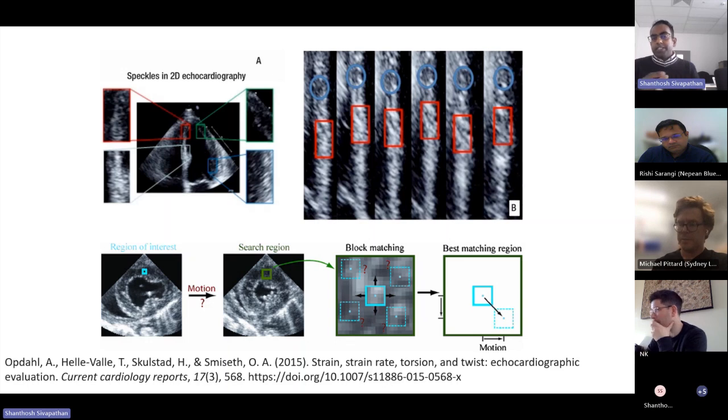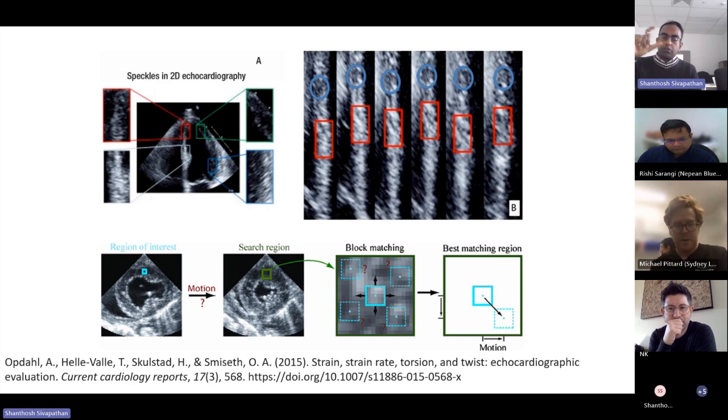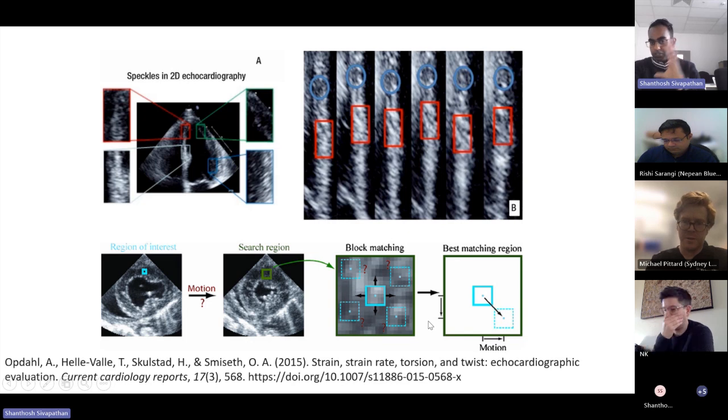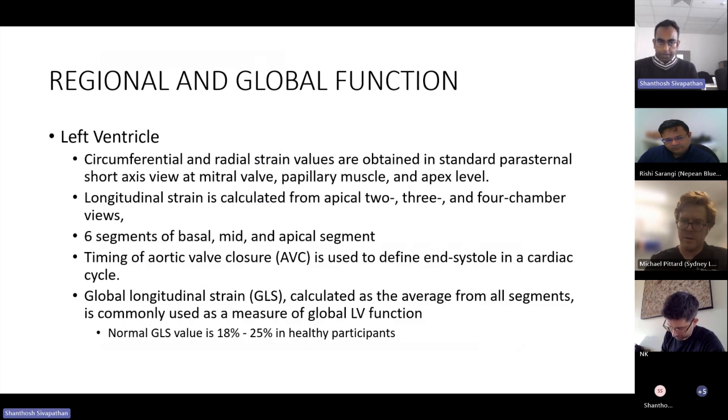In more detail, the AI is able to identify these acoustic patterns, or speckles, these thumbprints, and see this motion in terms of changes. So what really happens is you get this region of interest. The software looks at this region and identifies what's called block matching in terms of the pattern. Then it's able to track those motional changes based on those patterns and say this is what the myocardial deformation is. Based on that, using what we've talked about in terms of how we calculate strain, we get GLS, or global longitudinal strain.